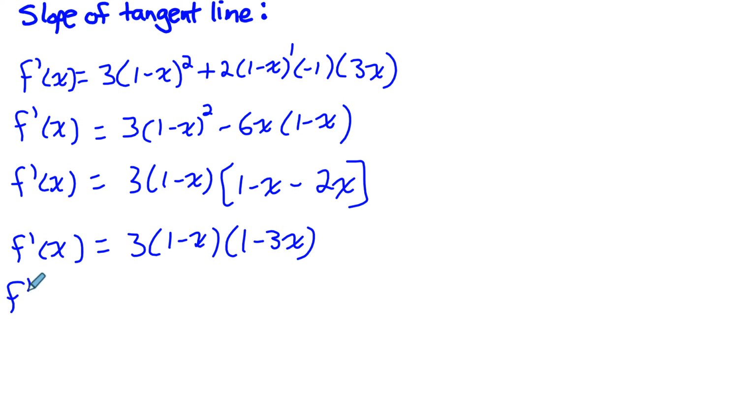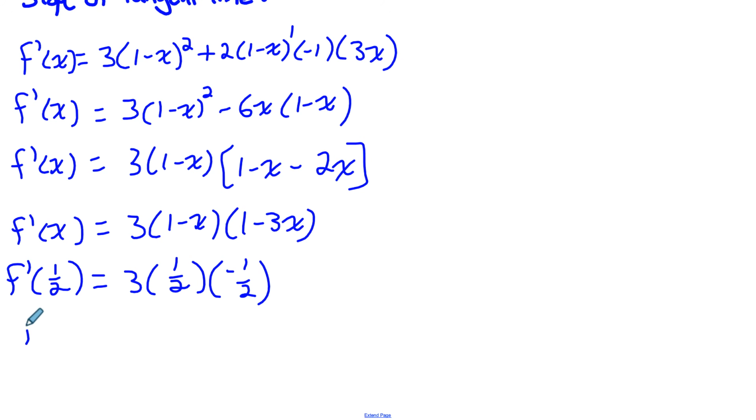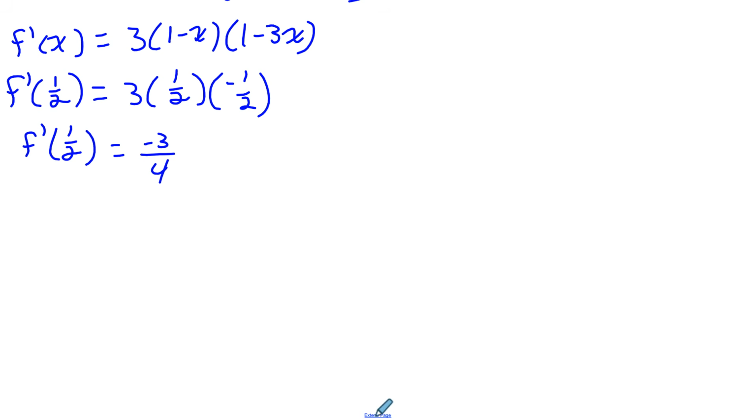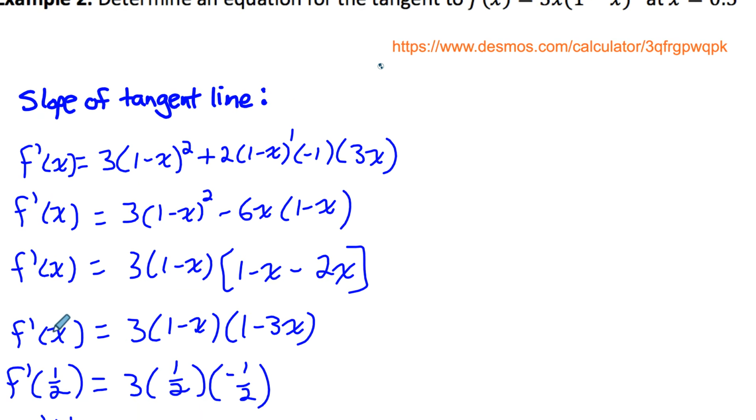And we're interested in what's the value of this when x is a half. Like I said, we could have plugged this into the first version. I just did a little bit of simplifying just for fun. So 3 times 1 minus a half, that's a half, times 1 minus 3 halves, that's negative a half. And this would give us -3/4. 3 times 1 times -1 is -3, 2 times 2 is 4. So we have the slope of our tangent line. The slope is -3/4. That's the instantaneous rate of change of the function at an x value of a half.